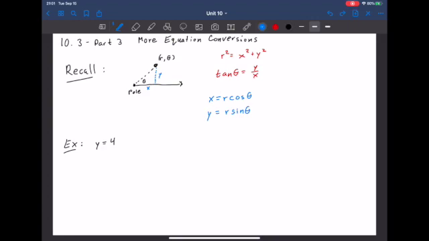Let's see what happens. So the general strategy is going to be replace the x's and y's and solve for r. We want r functions. r equals something with theta. So replacing x and y's are usually going to be easy because we have those blue equations right there. And now I want to solve for r. Well, I could just divide both sides by sine theta. And usually we don't like this reciprocal format, so I'm just going to rewrite it as 4 cosecant theta.